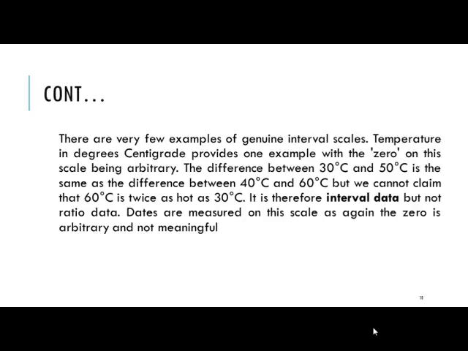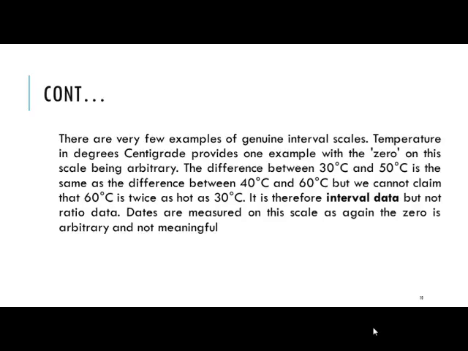There are very few examples of a true interval scale. Temperature in degrees centigrade provides one example, with the zero on this scale being arbitrary. Meaning in the case of temperature there is no meaningful zero, no importance of zero. The difference between 30 centigrade and 50 centigrade is the same as the difference between 40 centigrade and 60 centigrade, but we cannot claim that 60 centigrade is twice as hot as 30 centigrade.